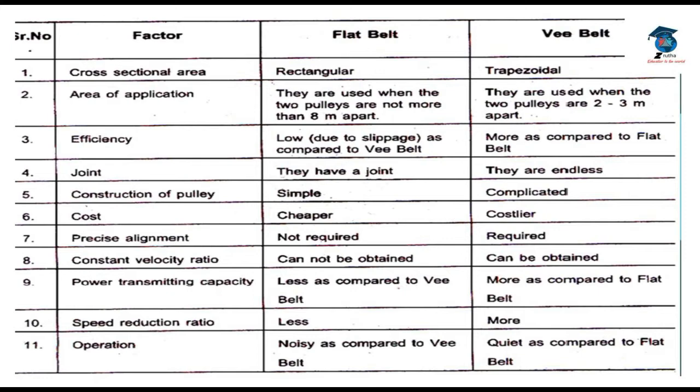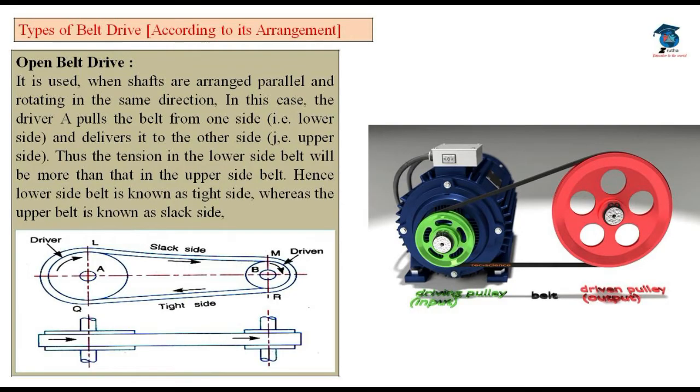Velocity ratio cannot be obtained in the case of a flat belt, whereas in a V belt it is very essential to find out. Less power is required in the case of a flat belt as compared to a V belt due to its simple design. Speed reduction ratio is small in the case of a flat belt and more in the case of a V belt. Operation is noisy in the case of a flat belt as compared to a V belt. Belt drives can also be classified as open belt and cross belt based on the arrangement.